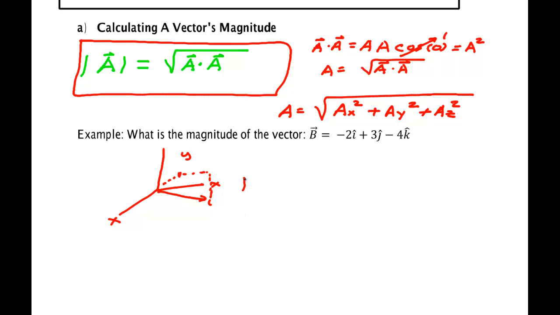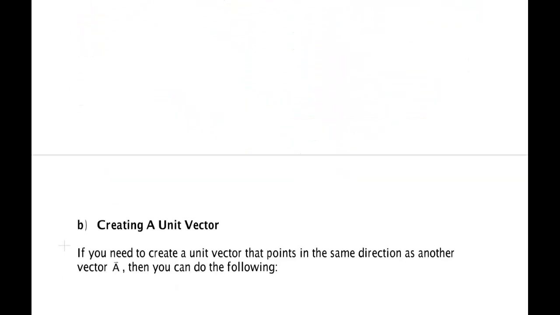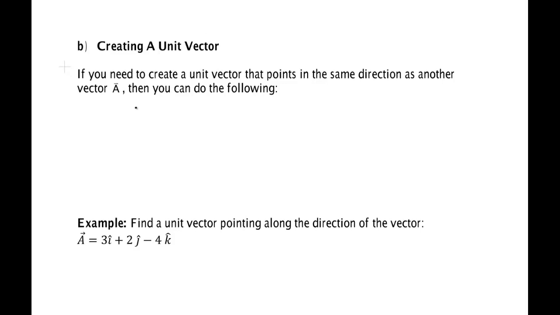To find B, you simply take the square root of minus 2 squared plus 3 squared plus minus 4 squared. B is the square root of 4 plus 9 plus 16. So B is the square root of 29. And that's how you find the length of any vector. And we'll pick this up in the next video with some more ideas about using the dot product.